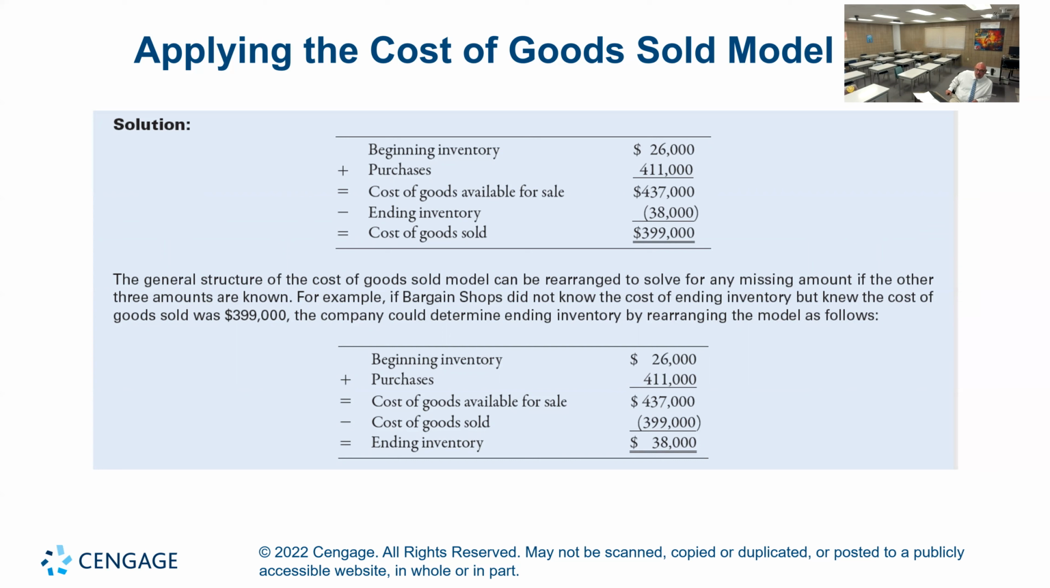Okay. And the bottom example is going through the exact same problem, but it's just telling you that if we knew going in, instead of giving the ending inventory, we knew what our cost of goods sold were, $399,000, we could plug that into that same formula there and come up with our ending inventory amount of $38,000. Okay, you're going to be using this a lot, so it's good to remember this formula.